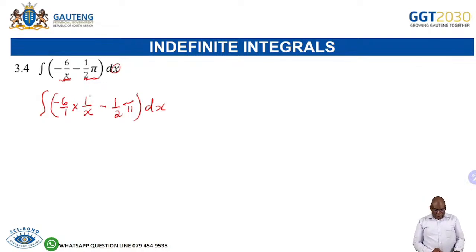Now, immediately I can see here I've got 1 over x. So what do we know? The integral of 1 over x is ln x. So I'm going to then integrate. The negative 6 will remain, and this thing there becomes ln x.